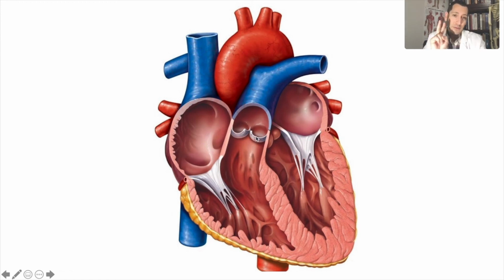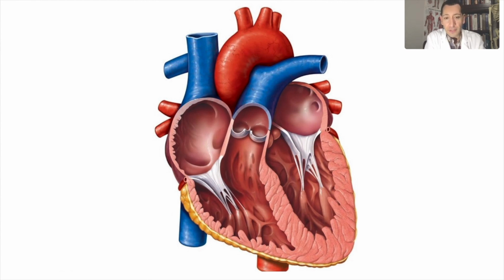making S2. We had lub, now we have dup. Lub is due to these two shutting, dup is due to these two shutting. That's your total of four valves. And now we are back to step one. We are back to the first state that we were in.